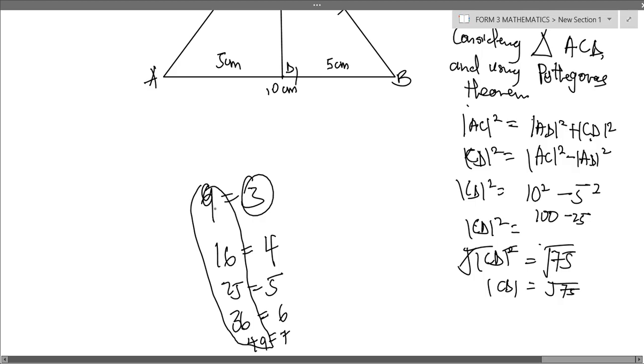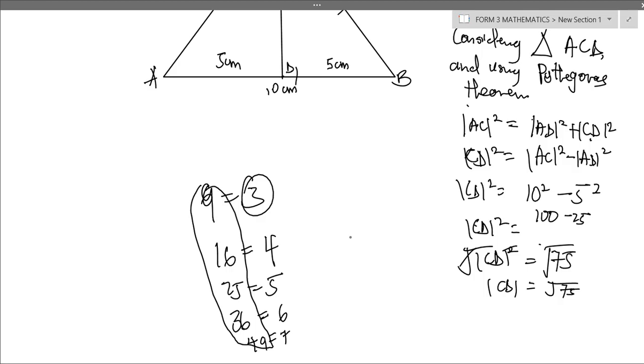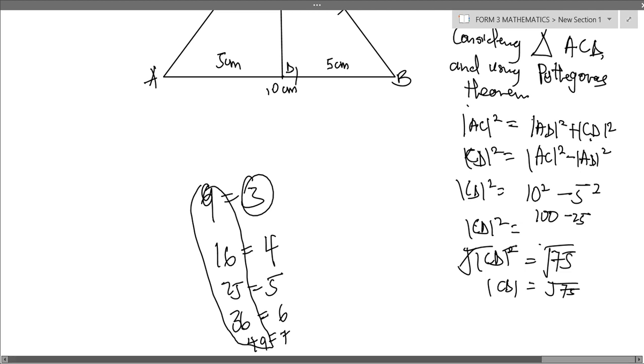But there are some numbers that we do not get whole numbers for. I believe you guys have started learning sets. It's part of your new curriculum. So you realize that the root of 75 is going to give you 8.66. Now someone will ask, how did you get the 8.66? It's simple. You just have to use a calculator to get your 8.66.